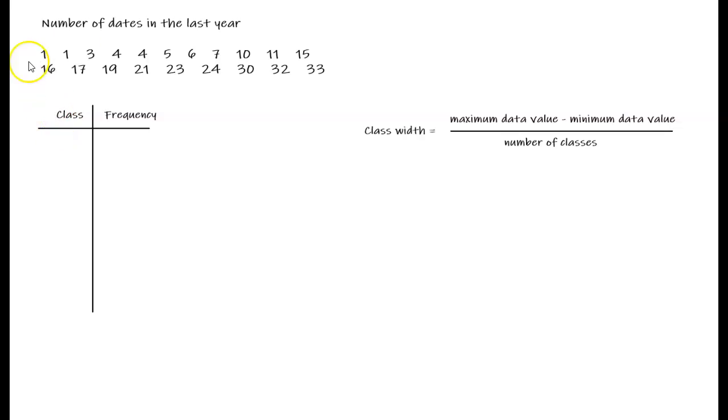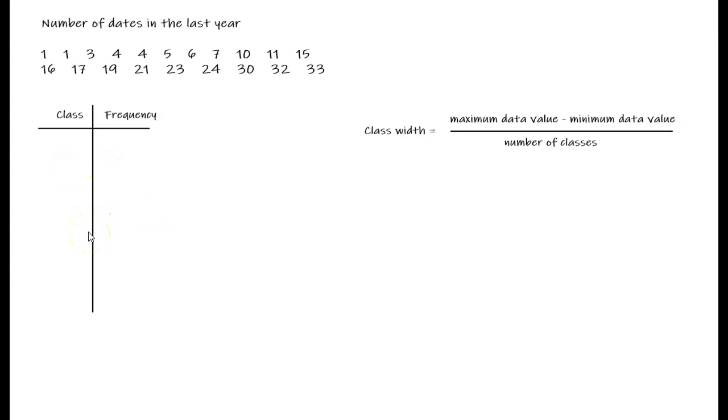And I want to take this data and put it into a frequency distribution. Then in the next video, I'm going to take that frequency distribution and turn it into a histogram. But for now, let's see what we need to do. The first thing that we need to do is decide how many classes we're going to have.